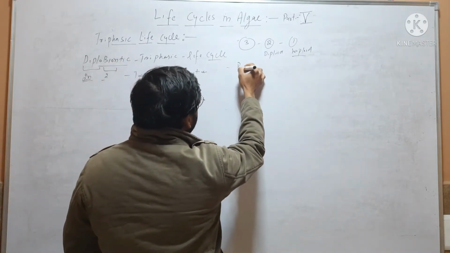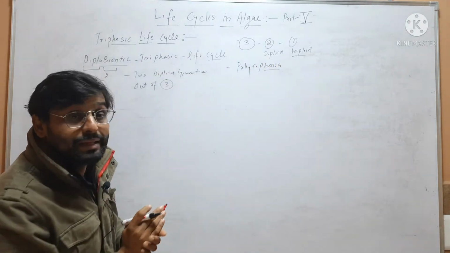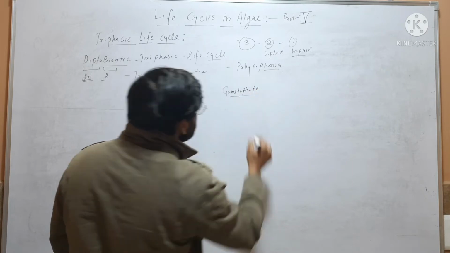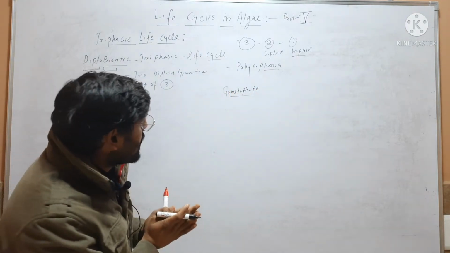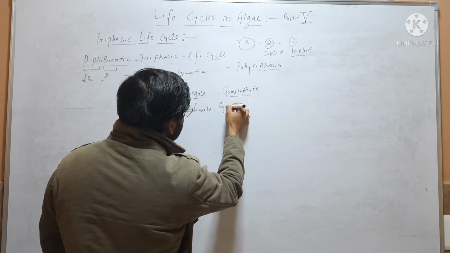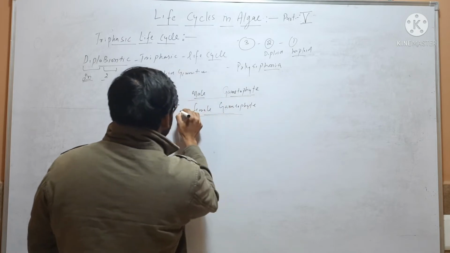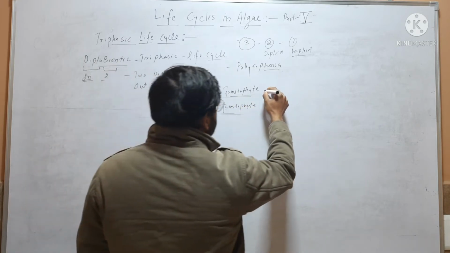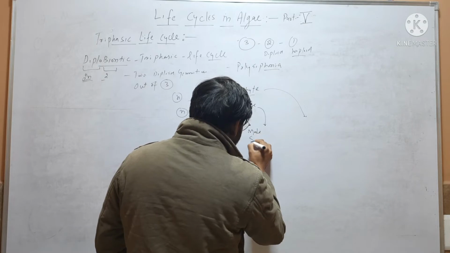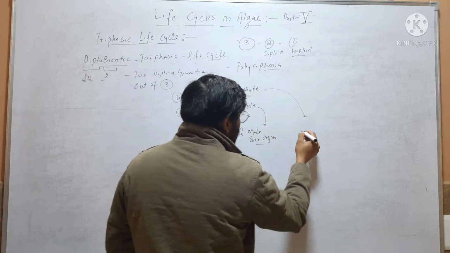This life cycle is found in Polysiphonia. So here the life cycle starts from a gametophyte. In case of Polysiphonia, there are separate gametophytes for male and female. Male gametophyte and female gametophyte. So these are different bodies. Both are haploid. So they will produce female sex organ and male sex organ.